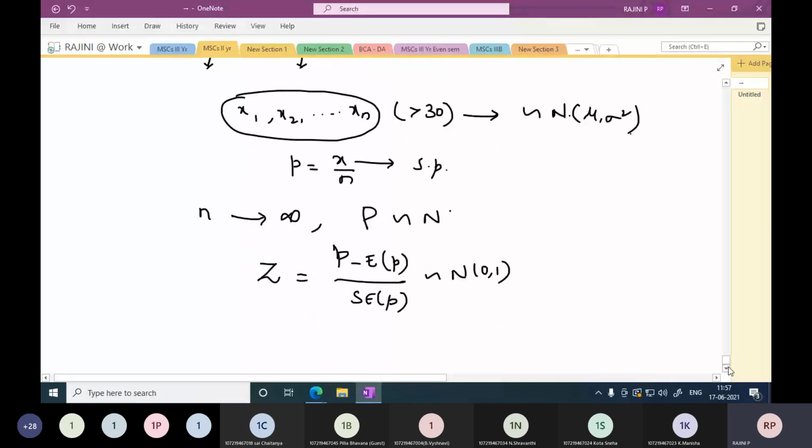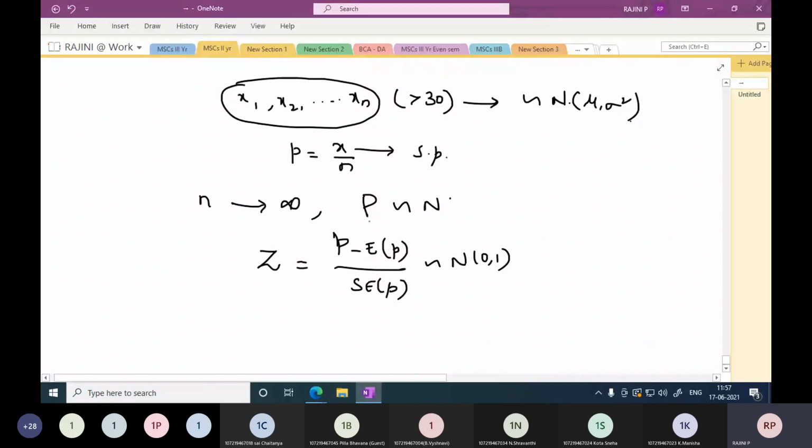Why am I taking small p here? Because population P is the only thing you need to calculate. Population P is unknown to you. So for the sample proportion, what is the standard normal variate? You need to subtract the mean and divide by the standard error. And what is the expectation of p and the standard error?